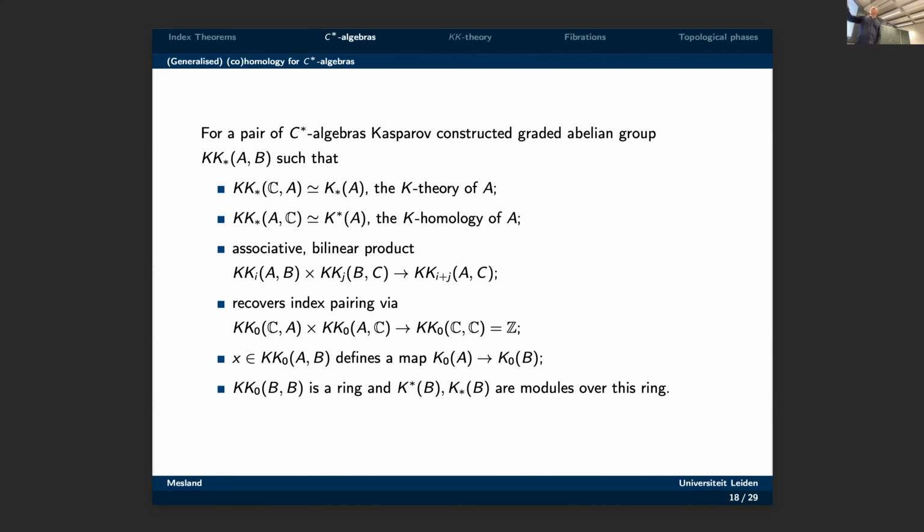If I insert in the first slot of this bifunctor the analog of a point, I get the K-theory group of the second algebra. If I insert the point in the second slot, I get this K-homology group generated by the elliptic operators. And there's a structure of a category which gives a composition rule.